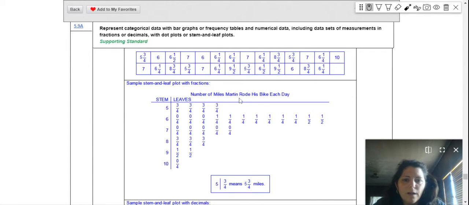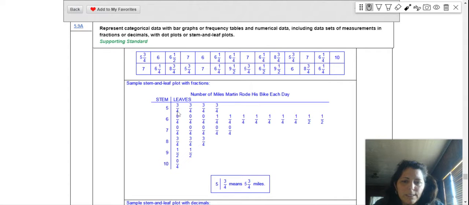The number of miles Martin rode each day, that's the title. The stem is representing our whole number, and our leaf is representing our fraction. It can also represent a decimal. Down here is our key, and it says 5, that's our stem, and there's our line right here in between our stem and our leaf. Our leaf is 3/4, it means 5 3/4 miles. So you can see how many occurrences he rode 5 3/4 miles.